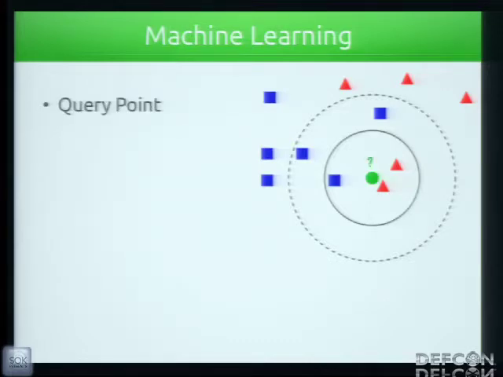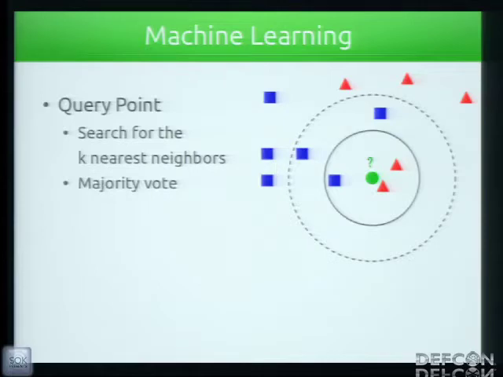And then you have a query point. Now you have this green dot in the center, right? You say, well, I just found some new suspect. Is he good or is he bad? How do you answer that question? Well, you just search for the k nearest neighbors, where k is some constant that you choose. And in this case, you can take a majority vote.